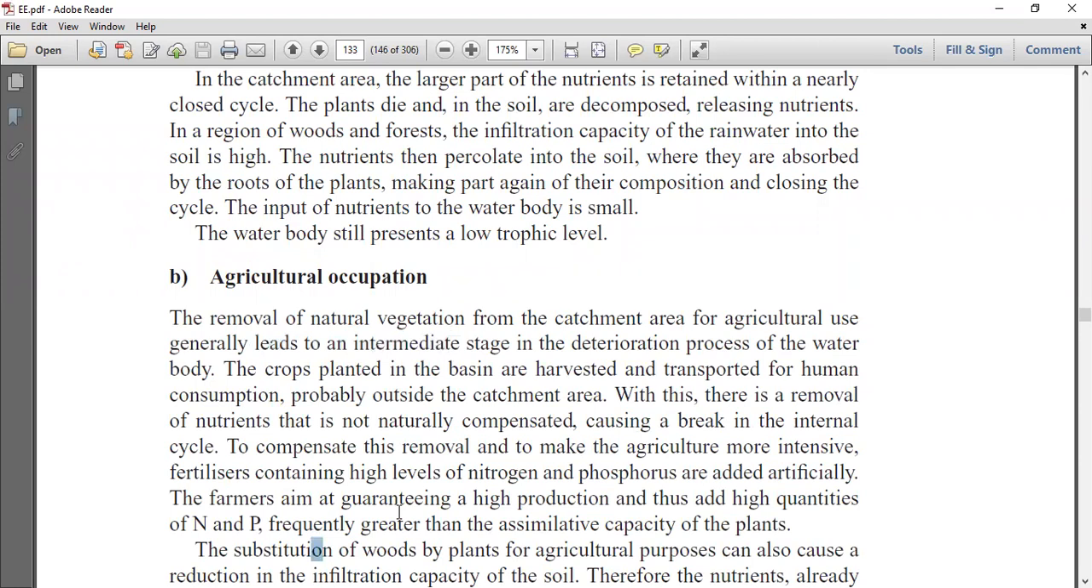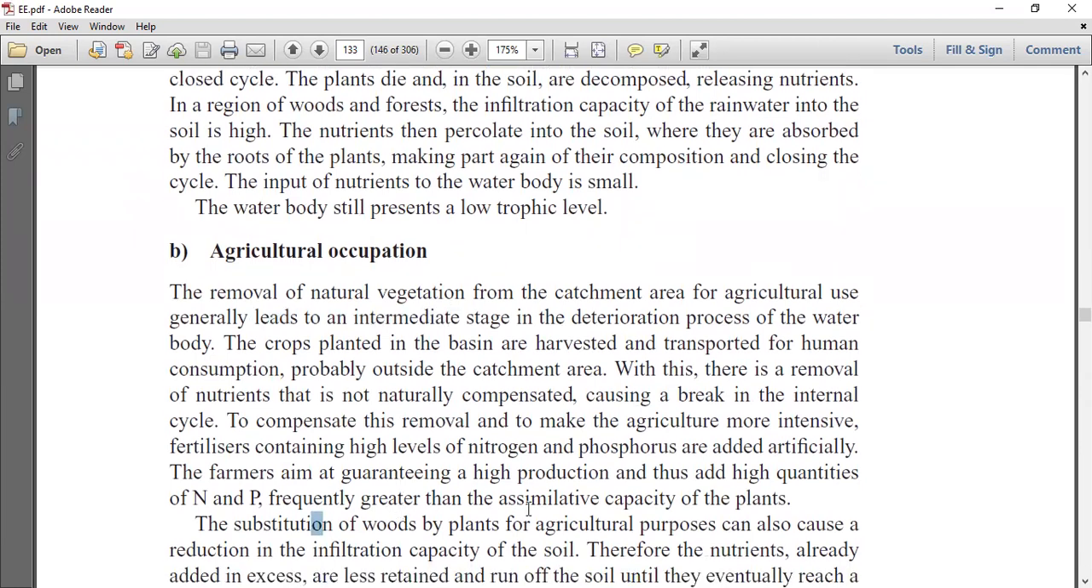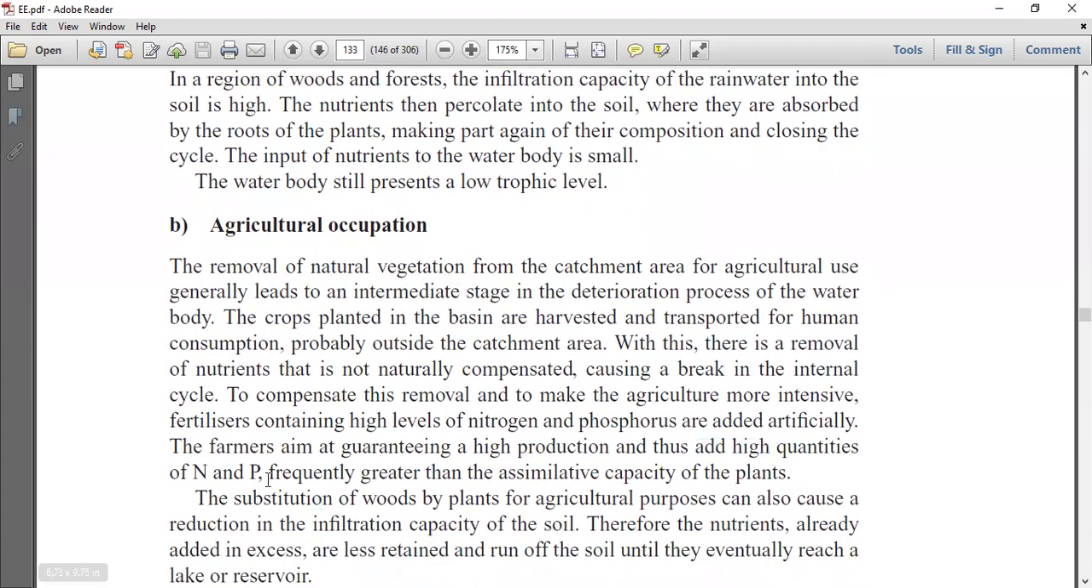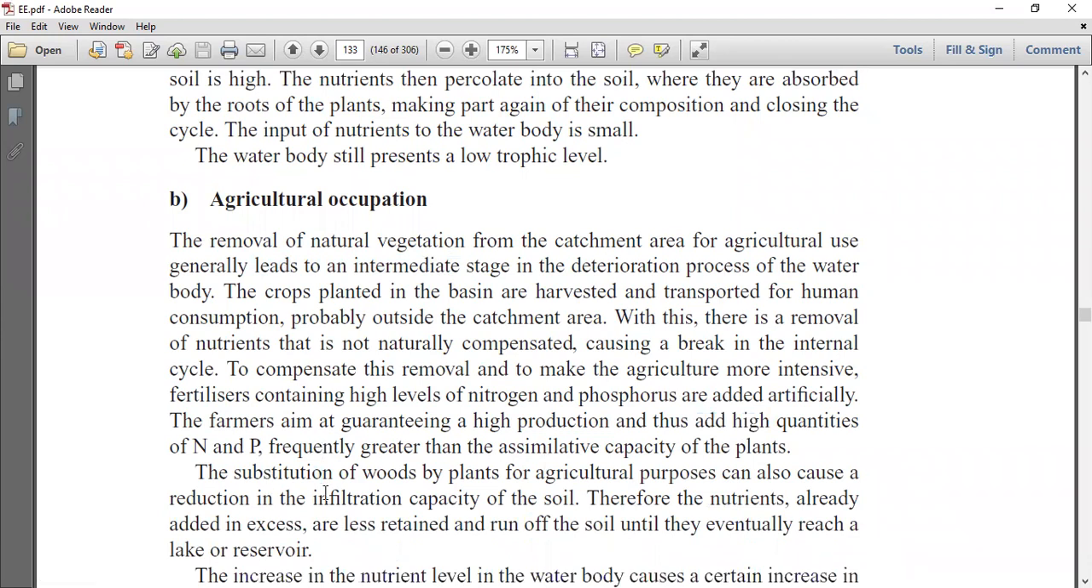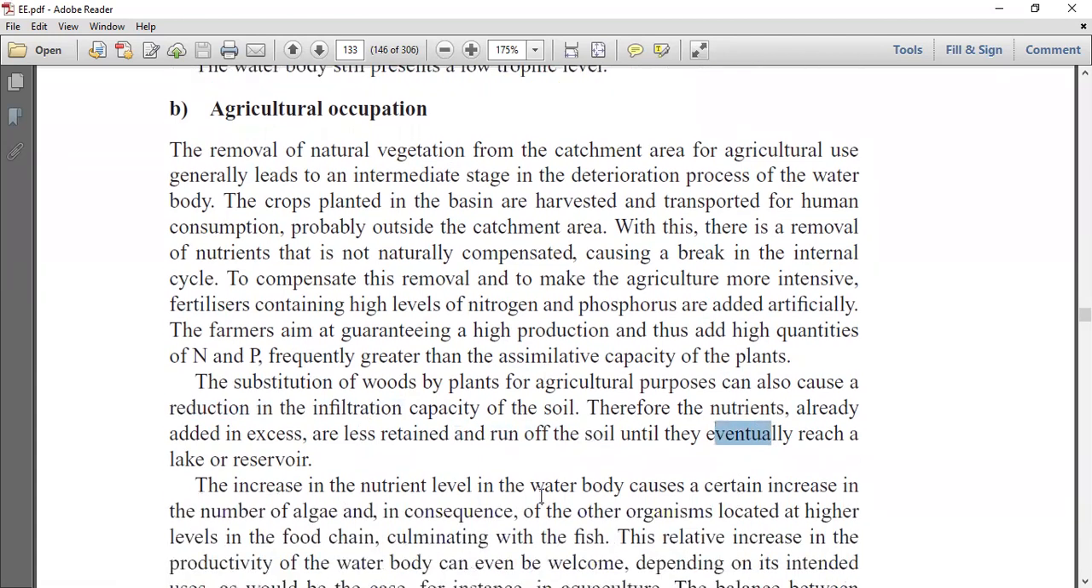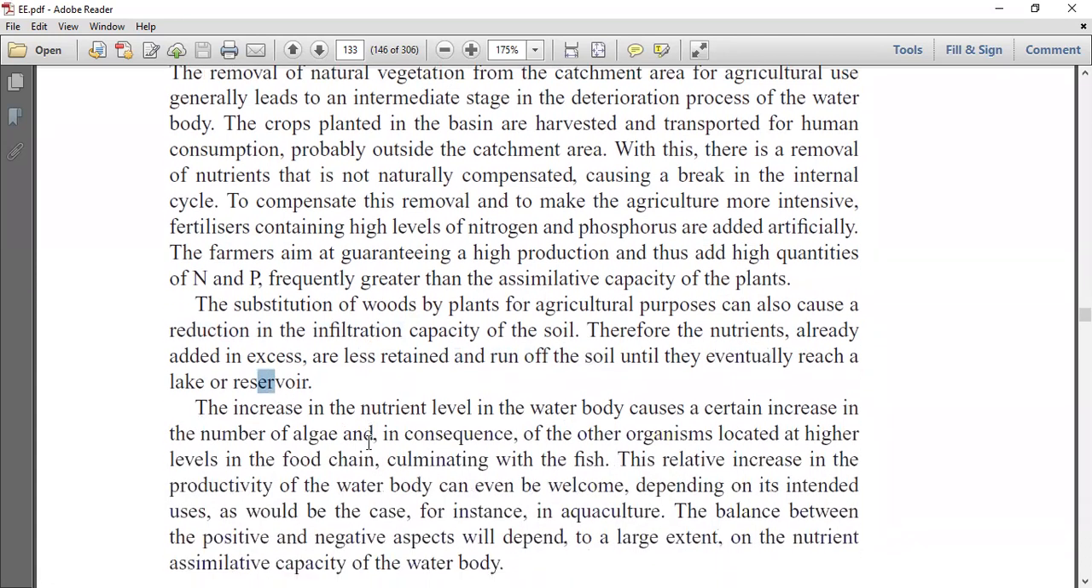frequently greater than the estimated capacity of the plants. The substitution of the woods by plants for agricultural purposes can also cause a reduction in the infiltration capacity of the soil. Therefore, the nutrients already added in excess are less retained and run off the soil until they eventually reach a lake or a reservoir.